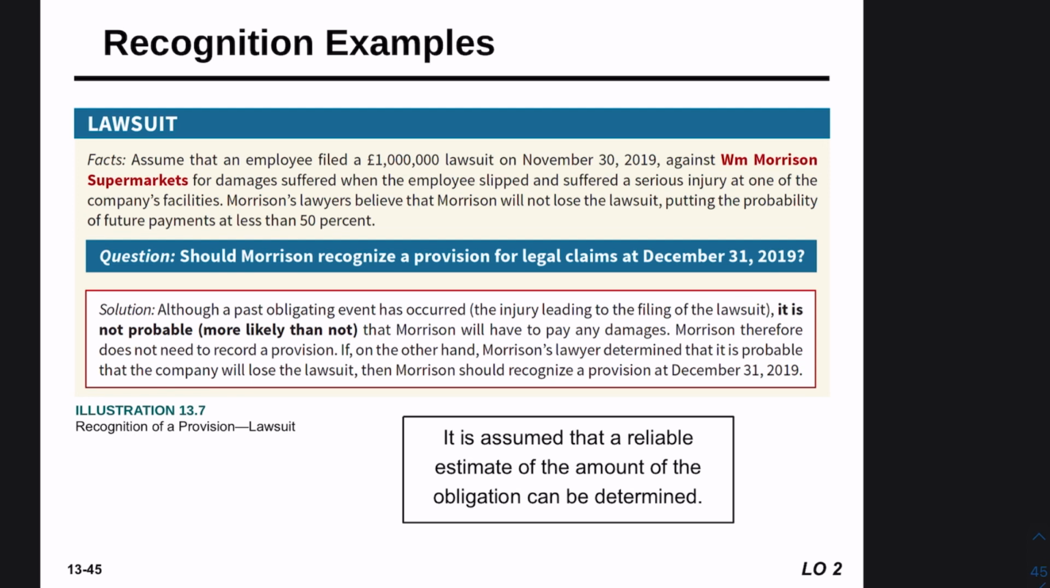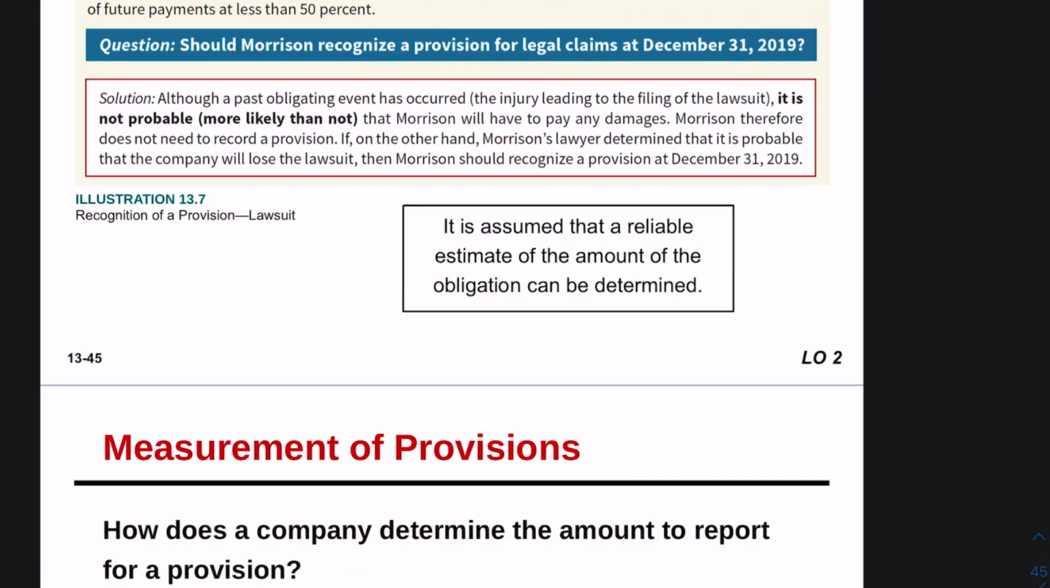So one of the employees slipped and suffered serious injuries, and he filed a lawsuit against that supermarket. But the lawyers believe that they will not lose the case, and the probability that they will lose is less than 15%. In this scenario, we will not recognize the provision since the probability is less than 15%.